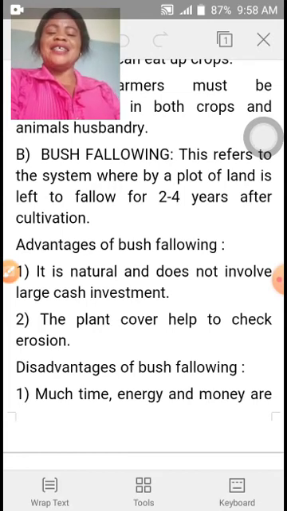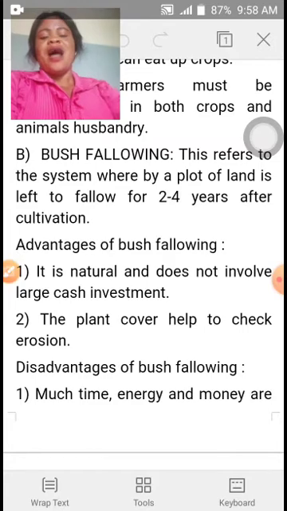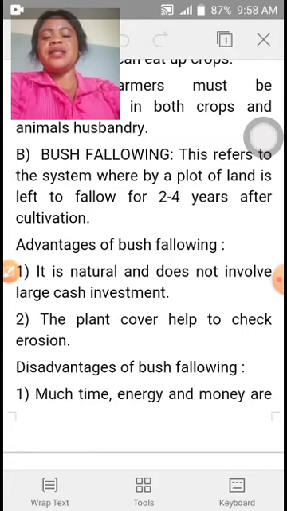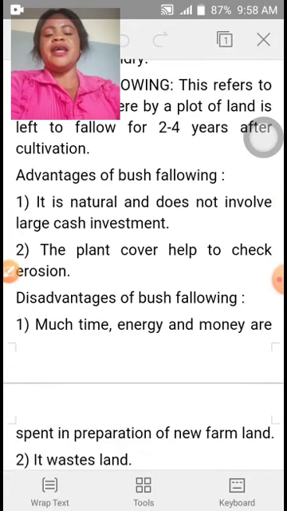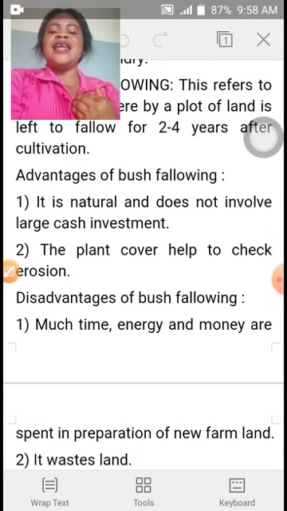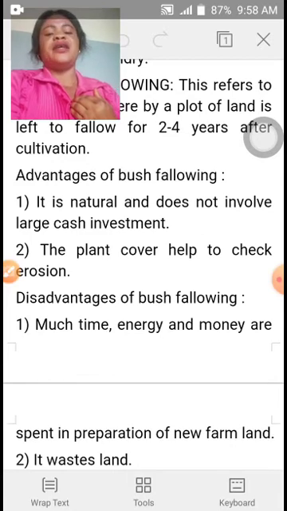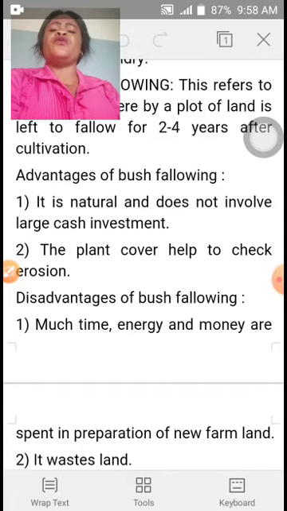Okay, let's look at disadvantages of bush fallowing. Number one disadvantage of bush fallowing is much time, energy, and money are spent in preparation of new farmland. Yes, you left your farmland for 2 to 5 years, 3 to 5 years. What do you think will happen?